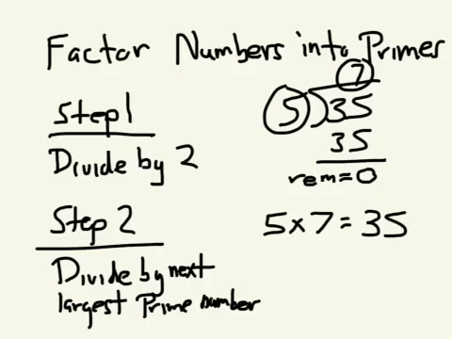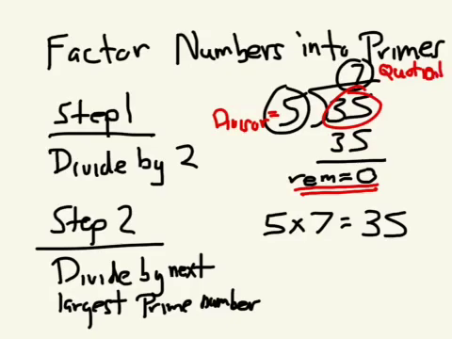In other words, when you divide a number like 35 by a divisor like 5, and if the remainder equals 0, then the divisor and the quotient, which was 7, are factors of the dividend. That means you can write the divisor times the quotient, and it equals the dividend.